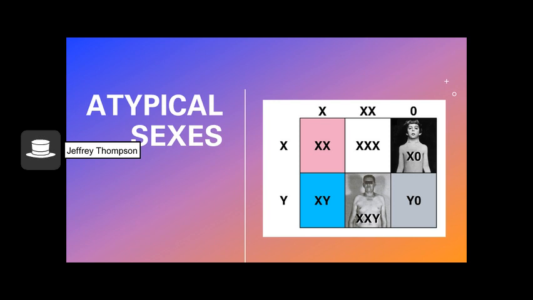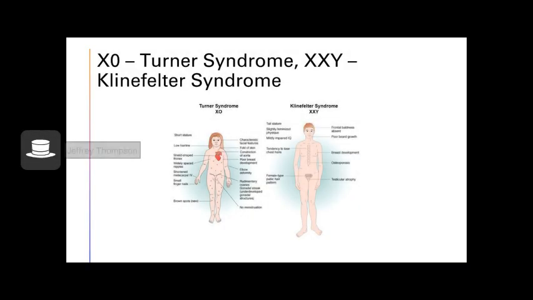You are probably familiar with some of the differences between male and female bodies, but we're going to talk real quick about the XO and the XXY. So people who are born XO are referred to as having Turner syndrome. People who are born XXY can be referred to as having Klinefelter syndrome. And you'll see that there are some slight differences in their bodies as a result of the lack of or the presence of an extra chromosome.